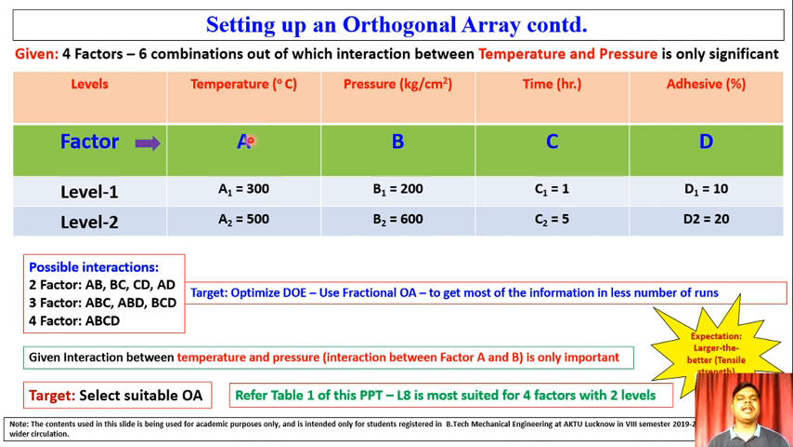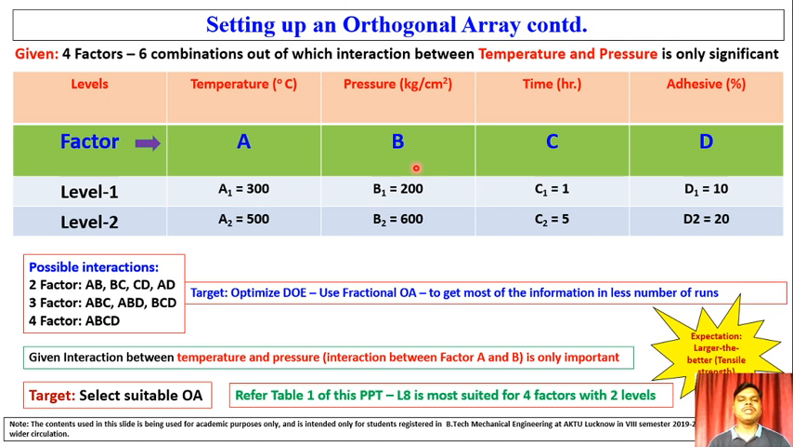So there are many possible interactions. Factor A may interact with factor B, there may be some interdependence between A and B, B and C may also interact, C and D may also interact. So possible two factor interactions are AB, BC, CD and AD, and three factor interactions may also be there: ABC, BCD and ABD. Or the four factor interaction is ABCD. So the target set by the person is to optimize this design of experiments, that is, how many experiments are required to conduct to get useful information.